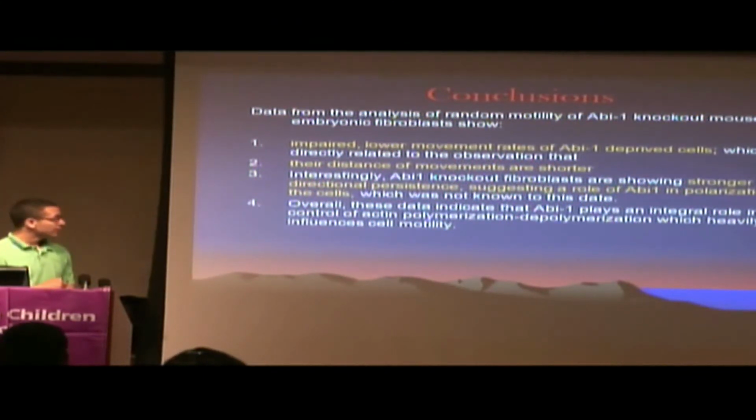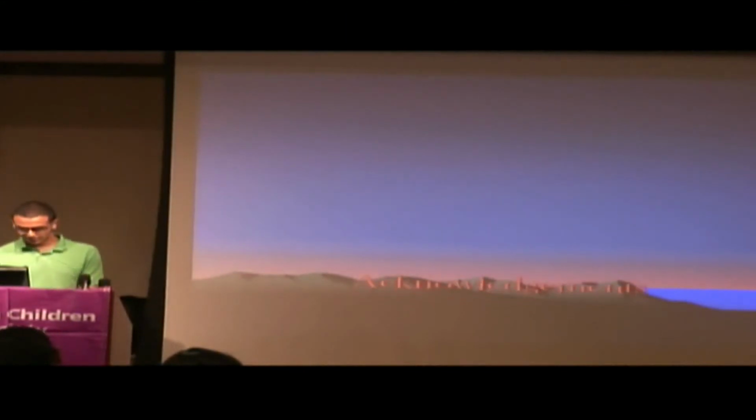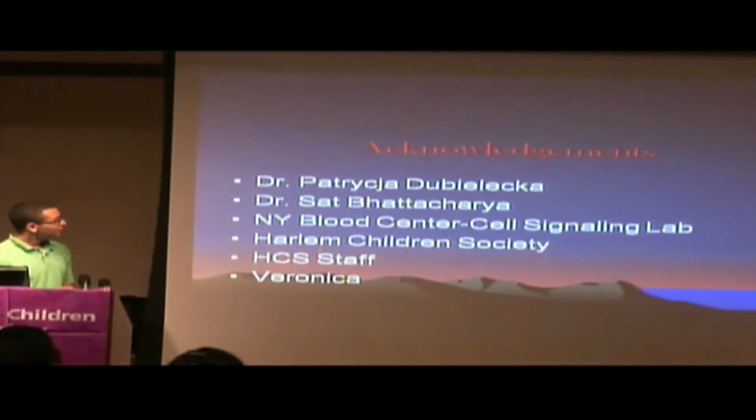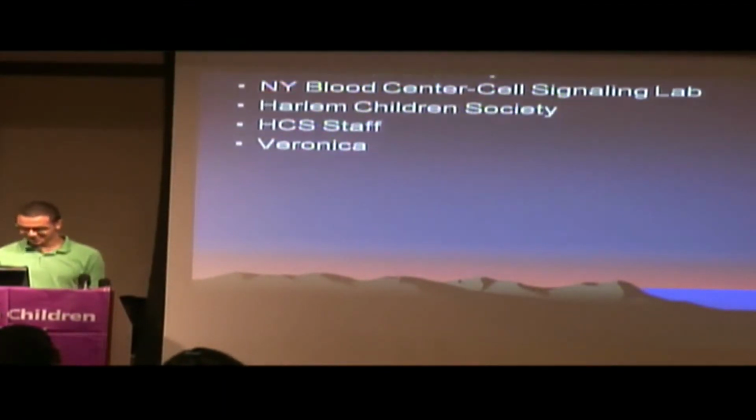This fact right here was not known until this discovery, which I believe they're working on publishing right now, but it was not very well known what the function of the ABI1 protein was. Overall, although it's not 100% as of now, it suggests that the ABI1 protein plays an integral role in the control of the actin polymerization, depolymerization, which heavily influences cell motility.